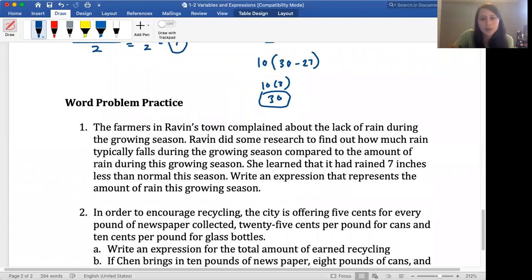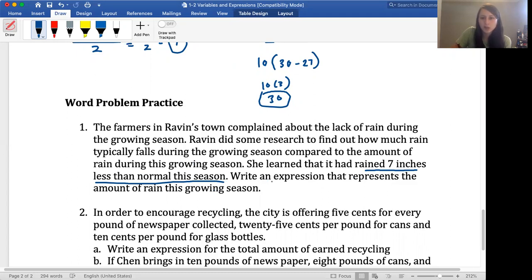The farmers in Ravenstown complained about the lack of rain during the growing season. Raven did some research to find out how much rain typically falls during the growing season compared to the amount of rain during this growing season. She learned that it had rained 7 inches less than normal this season. Okay, I'm going to underline this. This looks like key information. Write an expression that represents the amount of rain this growing season.